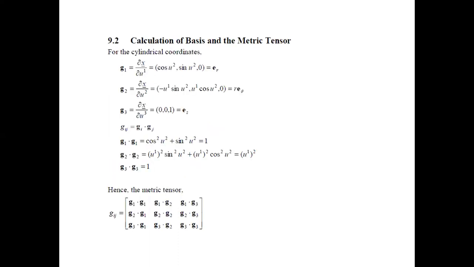Let us see how you can calculate the basis and the metric tensor. For the cylindrical coordinates, g1 is ∂x/∂u1, which is cos u2, sin u2, 0, which is e_r. g2 is ∂x/∂u2, which is minus u1 sin u2, u1 cos u2, 0, which is r e theta. So that's u1 e theta. Remember, e theta is minus sin u2, cos u2, 0. We multiply that by r, which you know is u1, to get that expression. g3 is 0, 0, 1, since it is ∂x/∂u3. That is e_z.